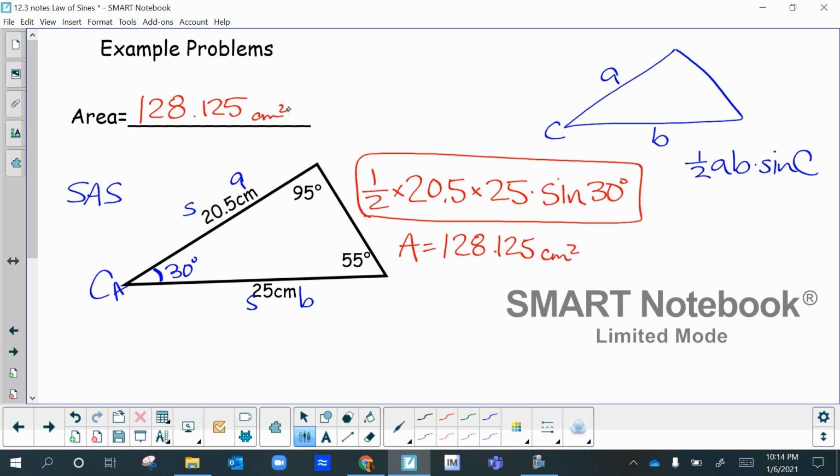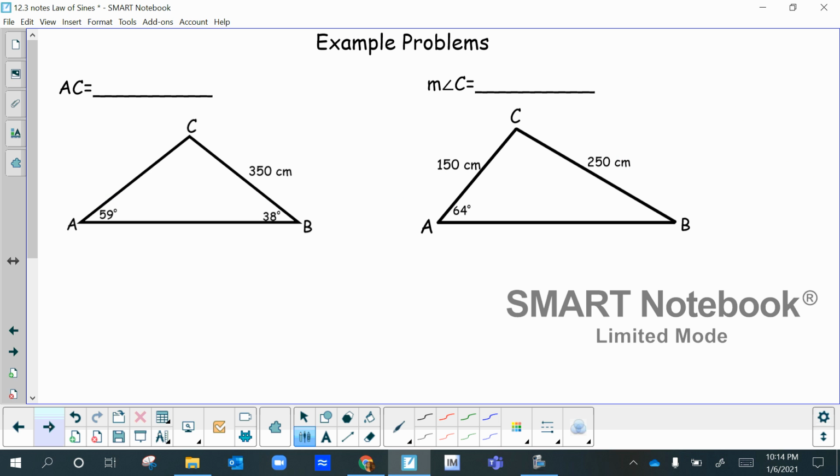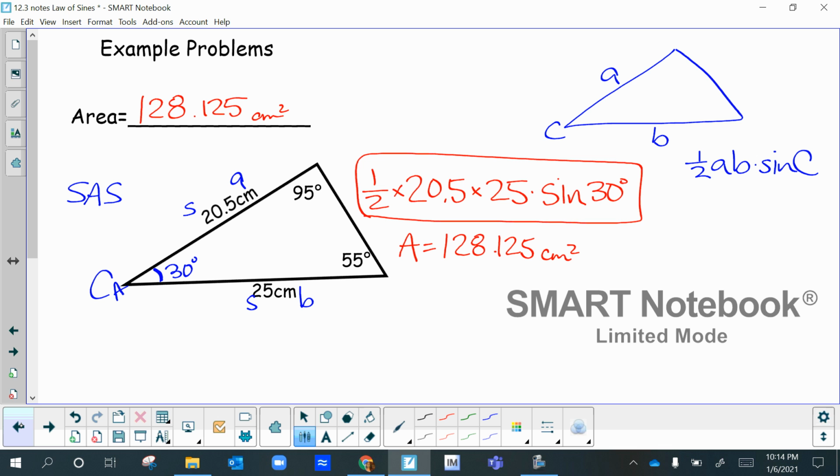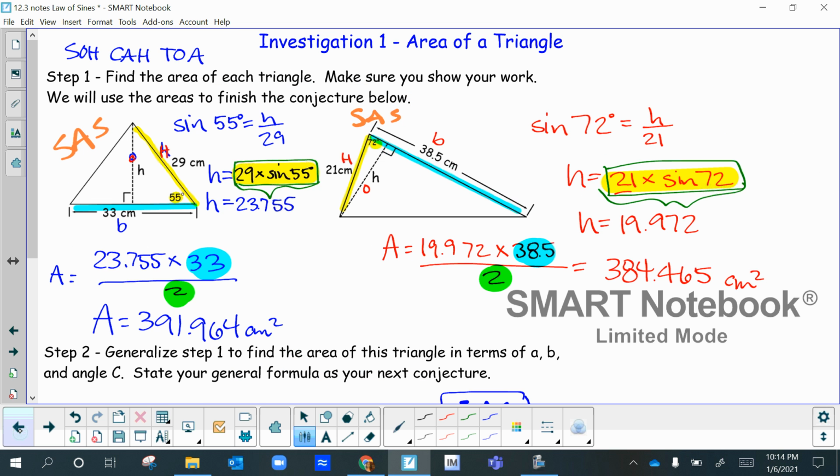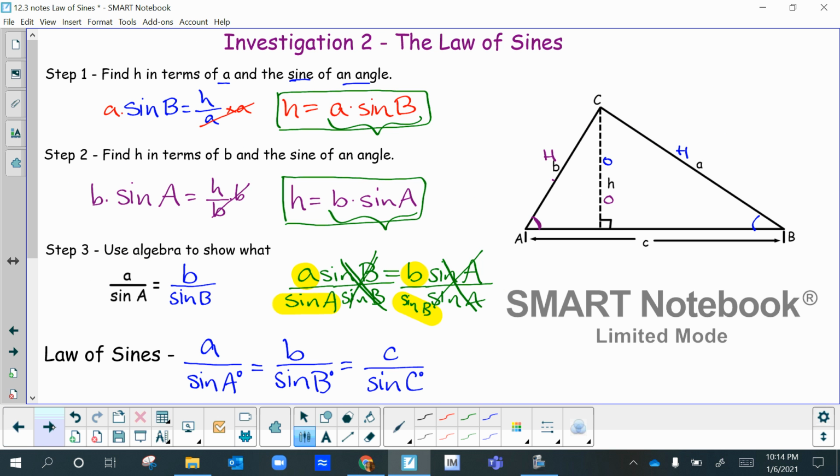All right, so there's an example using the new area formula. See how I didn't even once have to draw the height? Okay, so you don't need to do it that way. Worst case scenario, if you don't know how to use this formula right here, then go ahead and do it the long way. Okay, on this one, think about law of sines, okay? So law of sines, let me go back and review it. So here's law of sines.